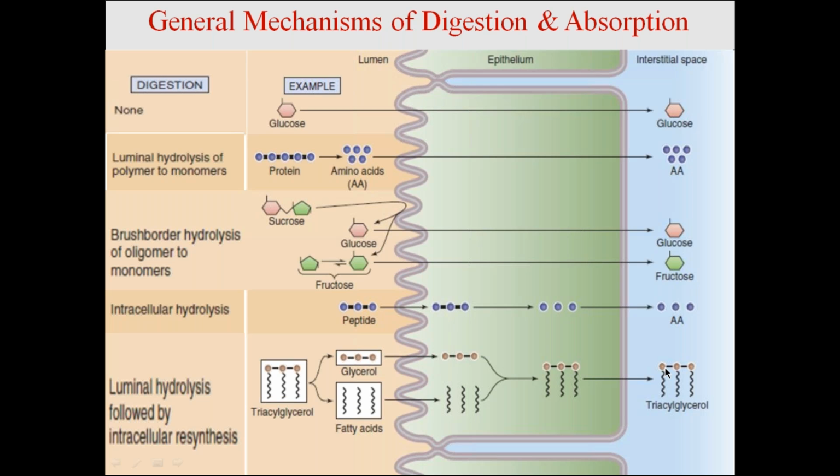So these are the general mechanisms of digestion and absorption. And as you can see from this, it is showing you the carbohydrate, it is showing you the protein, and it is also showing you the fats.